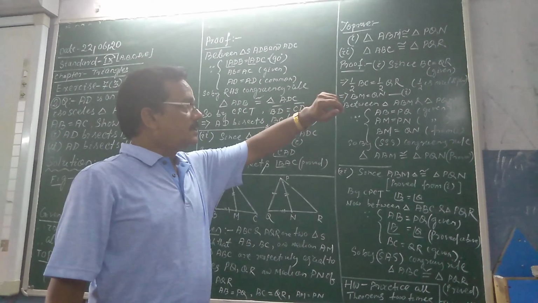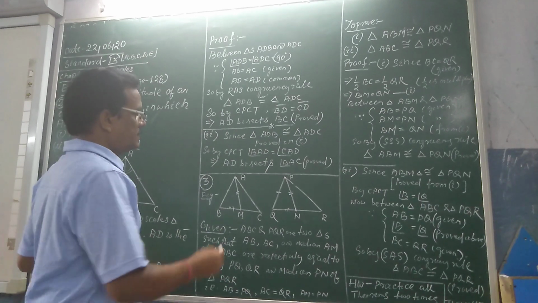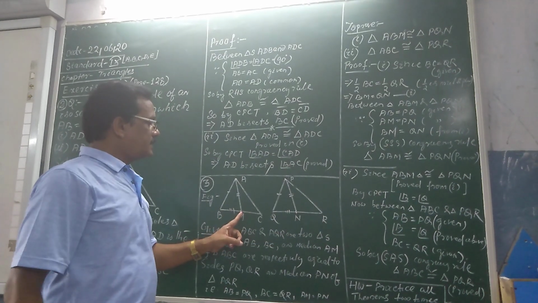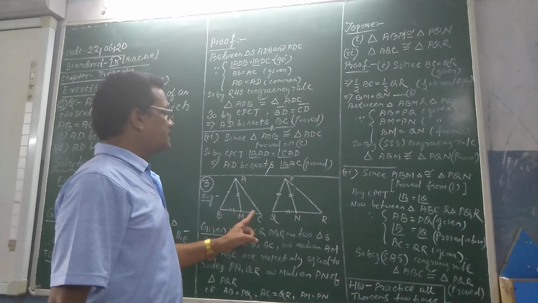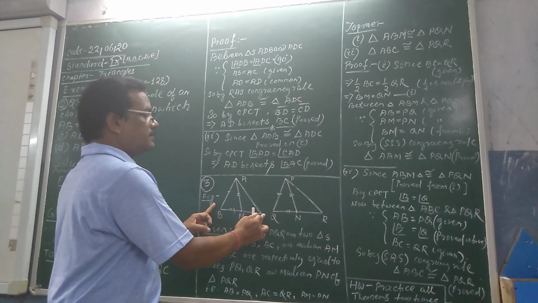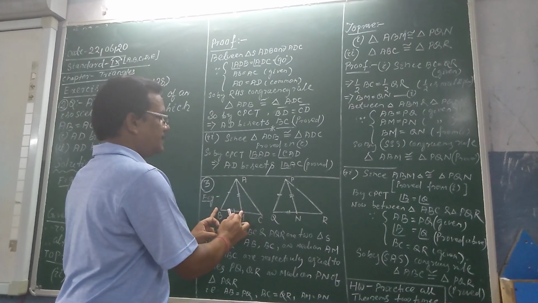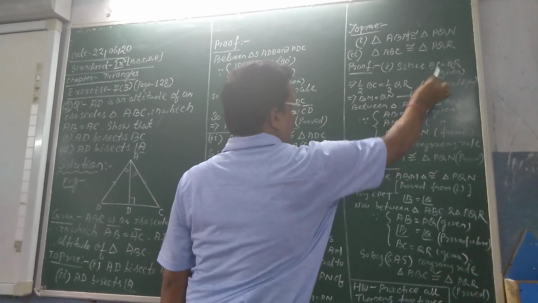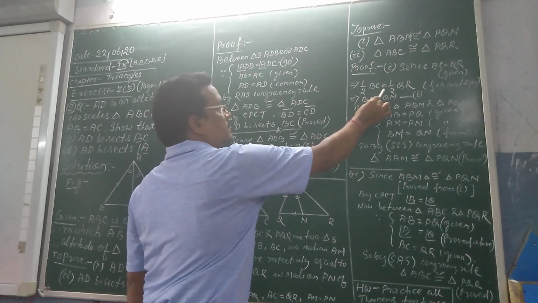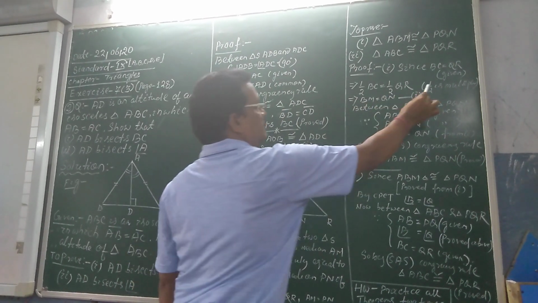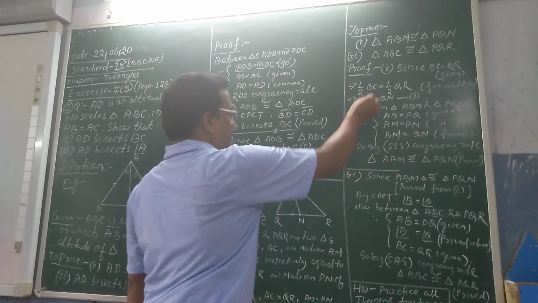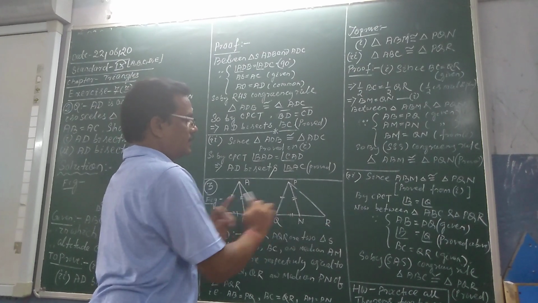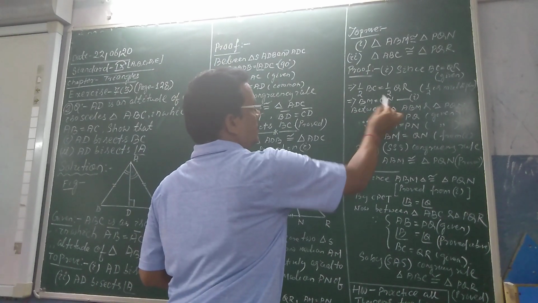This is the proof part. Since BC equals QR, this is given, and since M and N are the midpoints of BC and QR, half of BC also equals half of QR, meaning BM equals QN. So I have written here, since BC equals QR given, half of BC equals half of QR, meaning half is multiplied on both sides. So half of BC equals BM, and half of QR equals QN. So these two lines are equal to each other.